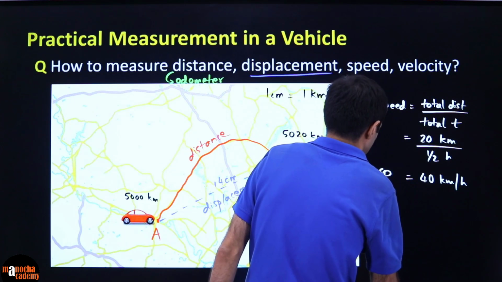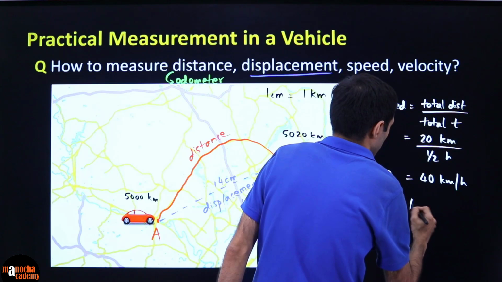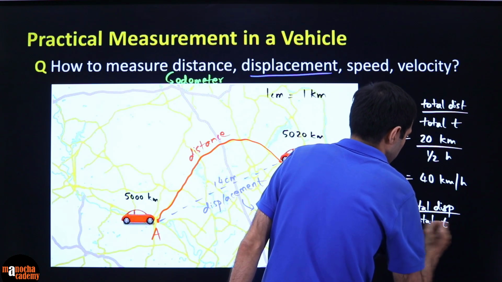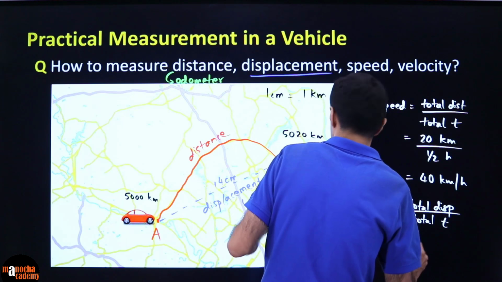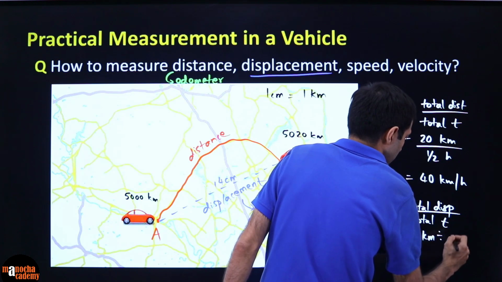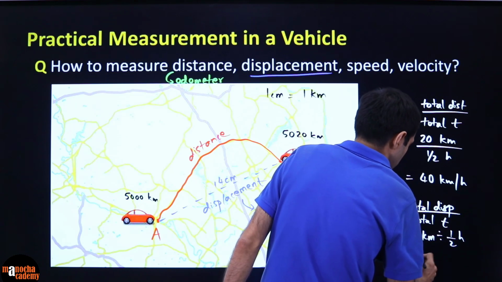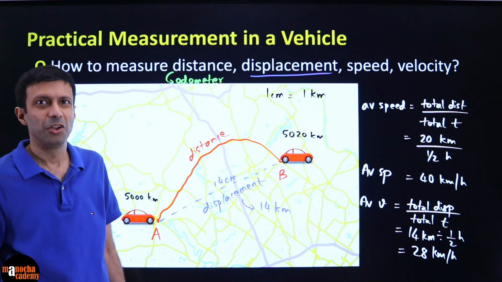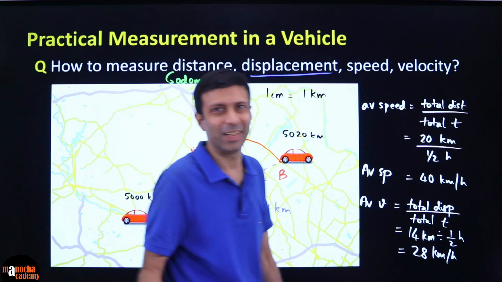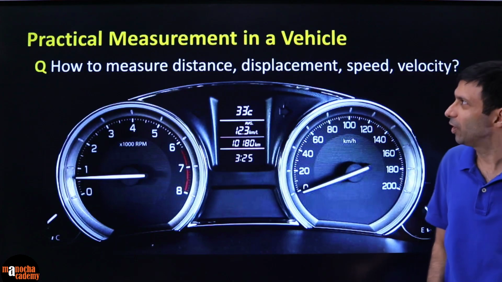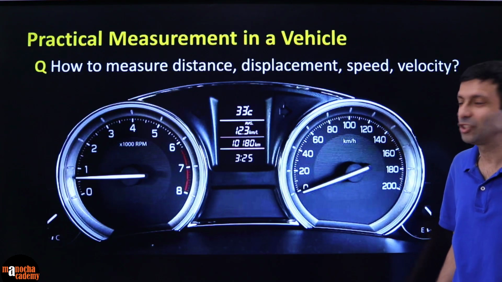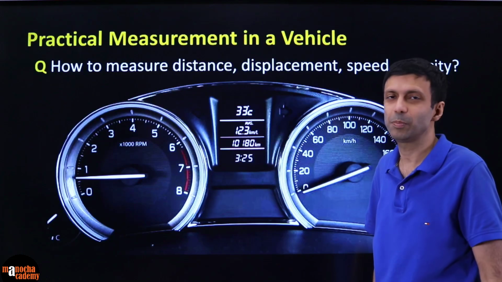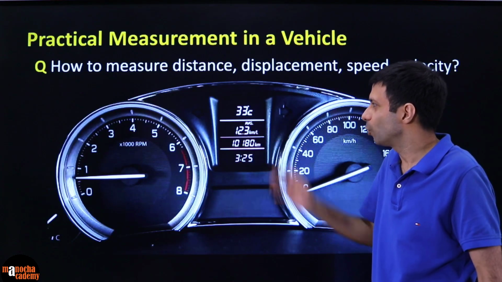So if you say average velocity, it's going to be the total displacement by total time. Total displacement here is 14 kilometers divided by half an hour, 28 kilometers per hour. There you go. So very simple, you can practically do this stuff. So next time when you're going on a journey, I would encourage you, if possible, definitely look at the speedometer, this odometer, all of this.